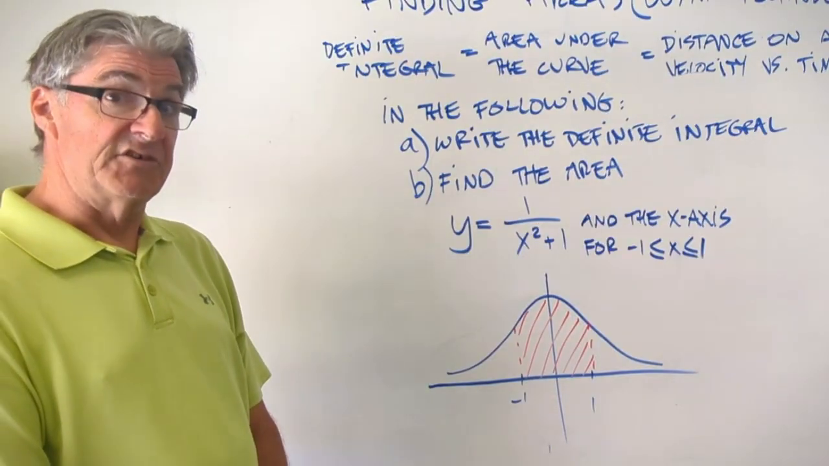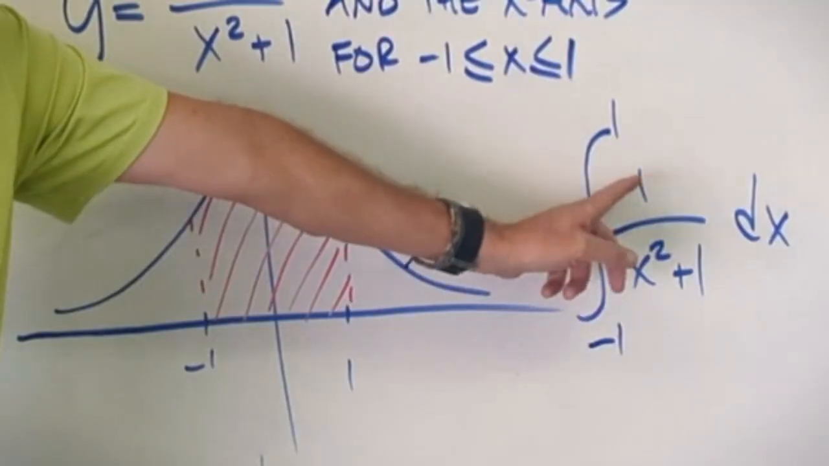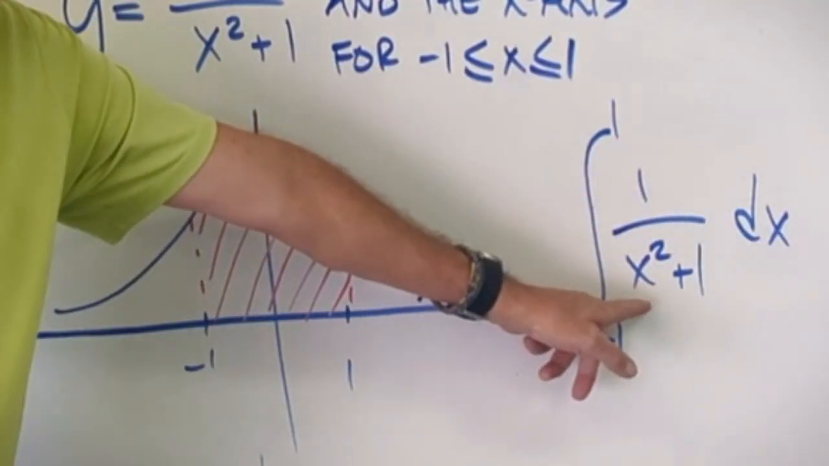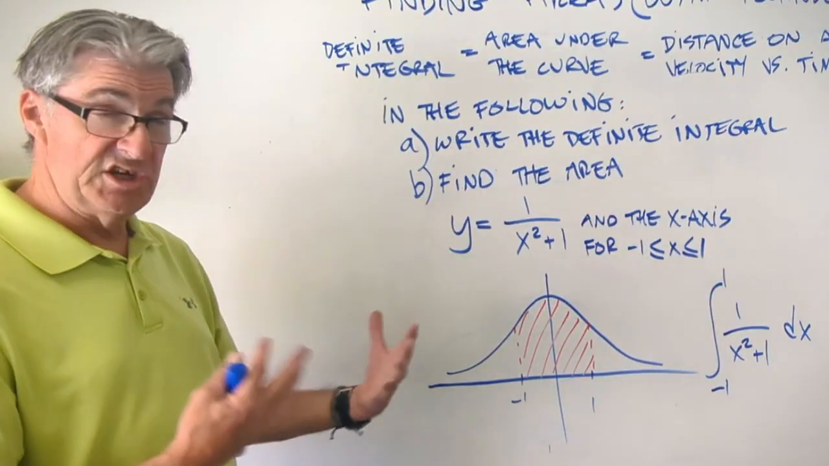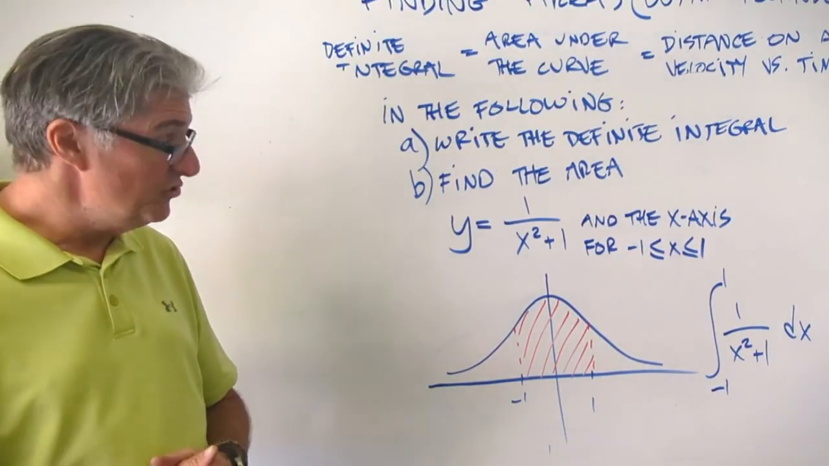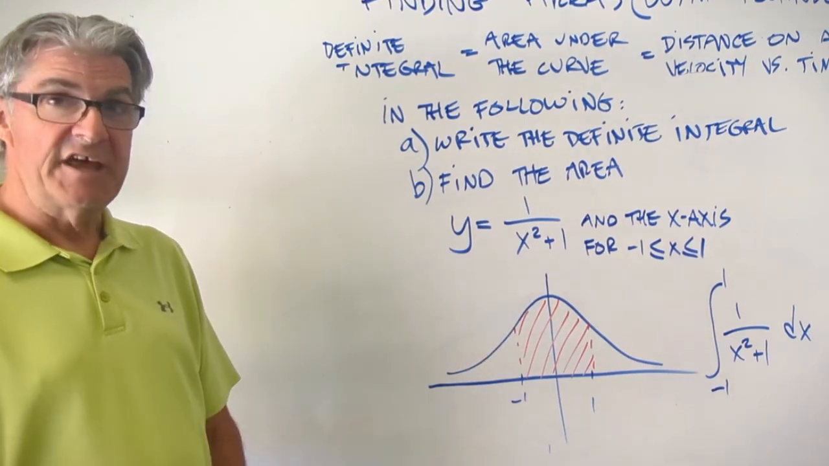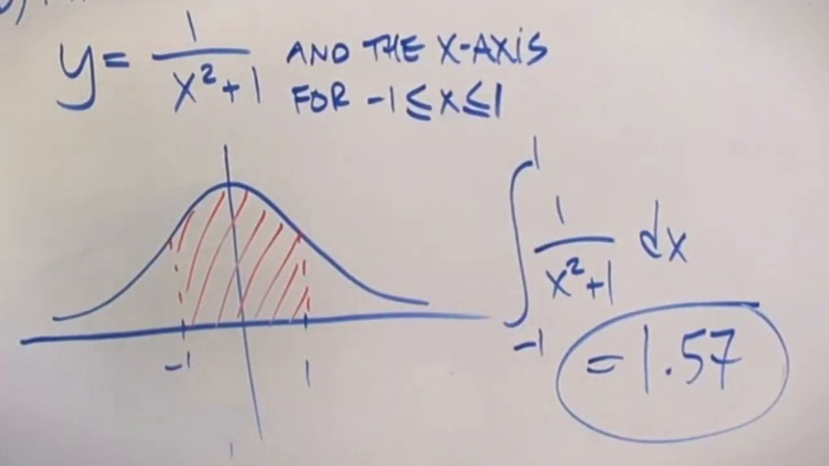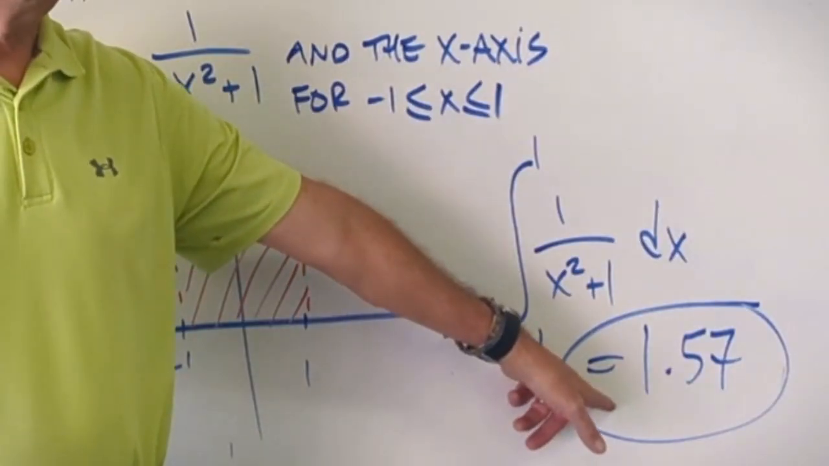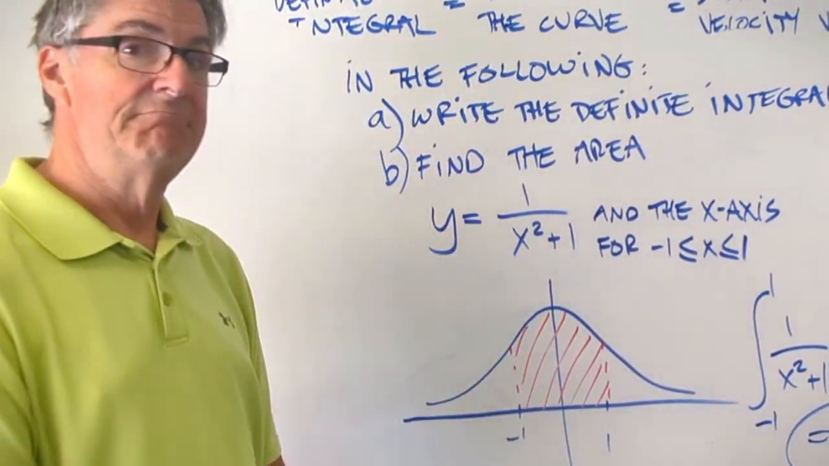Now write the definite integral. All right, here we go. From -1 to 1, the integral of 1 over x squared plus 1 dx. So pretty straightforward. By now these should be pretty easy to do. Pause the video, pull out your calculator, and find the value of that integral, as in find the area under that curve. All right, when I do my calculation, I get 1.57. So that is that area.